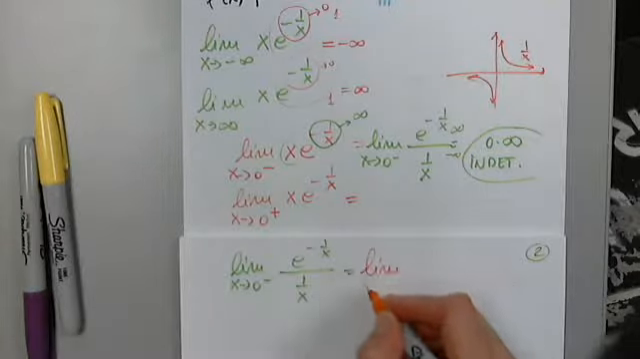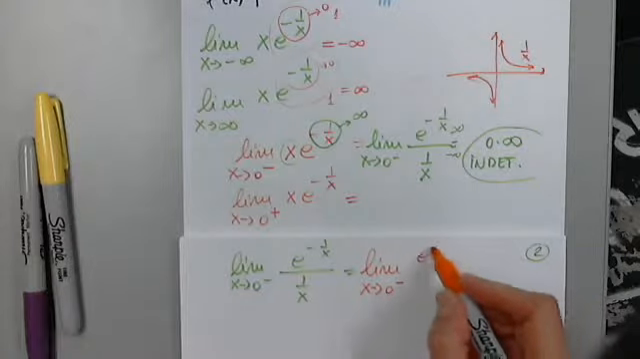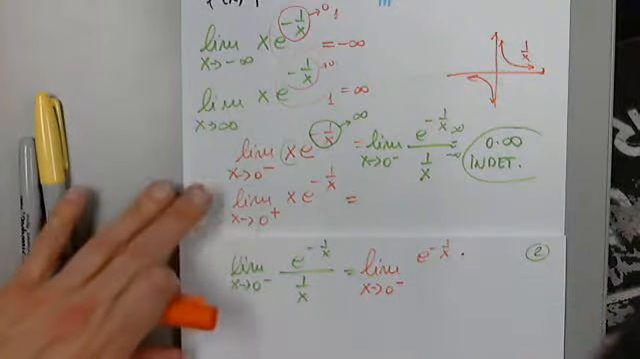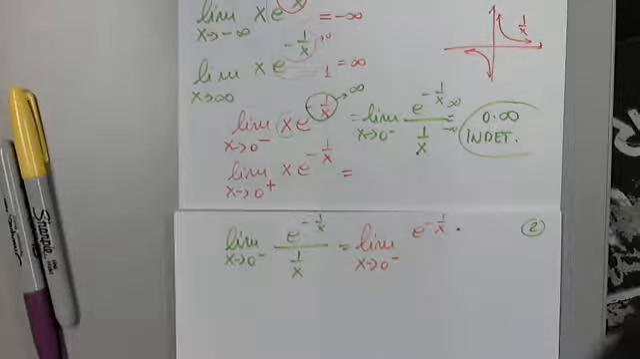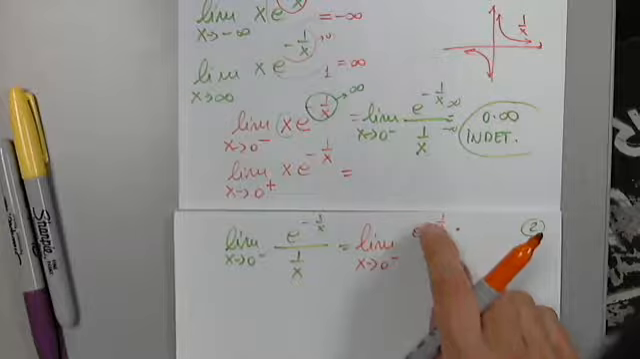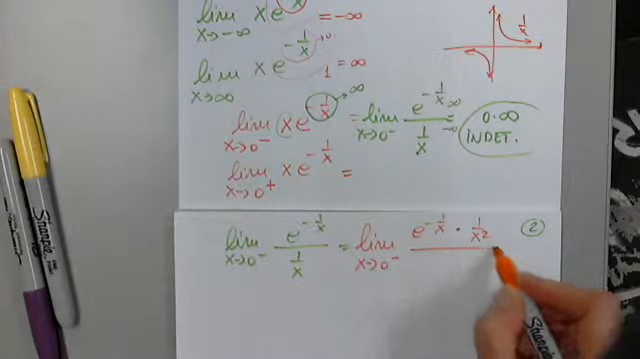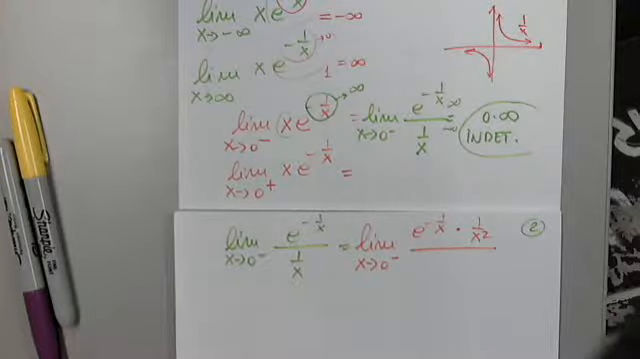I write limit as x approaches 0 from the left, e to negative 1 over x times the inner function prime. And if you remember, I said, please try to remember that 1 over x prime is negative 1 over x squared. It's really useful. Can you always derive it? Yes, it will take you 5 seconds. You change 1 over x into x to negative 1 and you'll figure it out in a blink. But it's useful to remember that 1 over x prime is negative 1 over x squared.